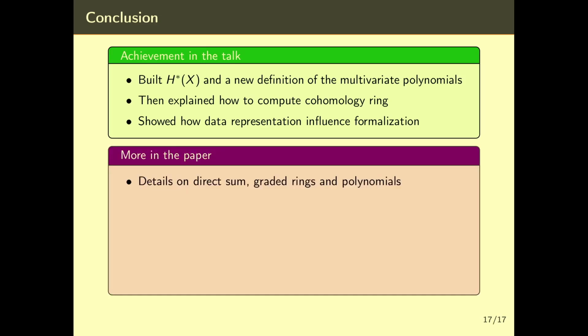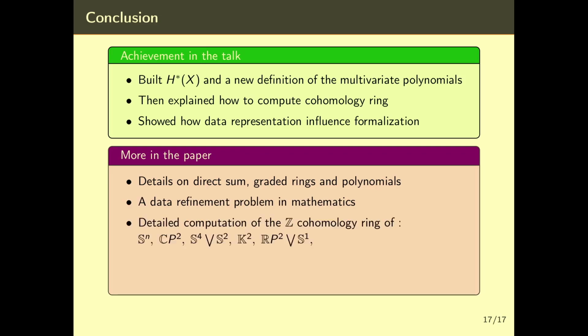So in the paper, you will find a bit more stuff, mostly on direct sums, graded rings, and polynomials. You will also find a data refinement problem, for once not in computer science, but in mathematics. And you will find a different computation. So what we've done here in the talk is just Z cohomology. So you'll find different computations for that on a bunch of examples. But we have also formalized the Z/2 cohomology ring, and we have computed the two examples, the Klein bottle and RP2 with S1, in Cubical Agda. So thanks for listening, and do you have any questions?